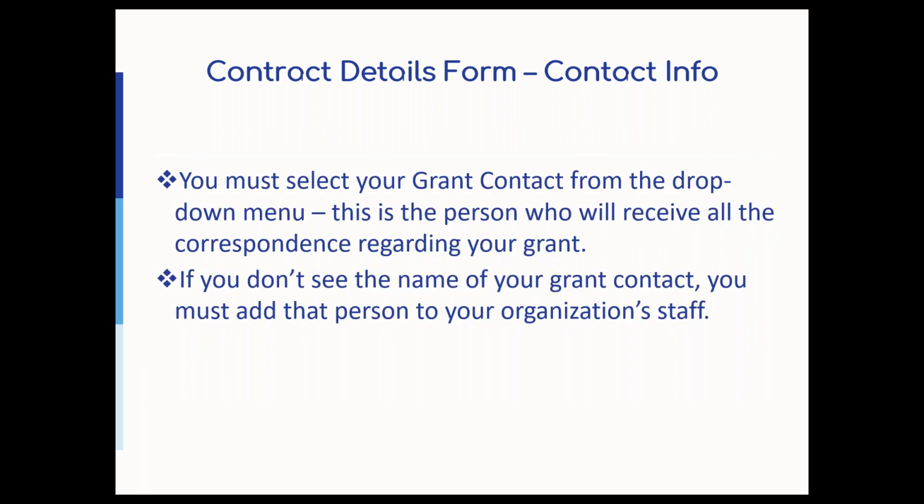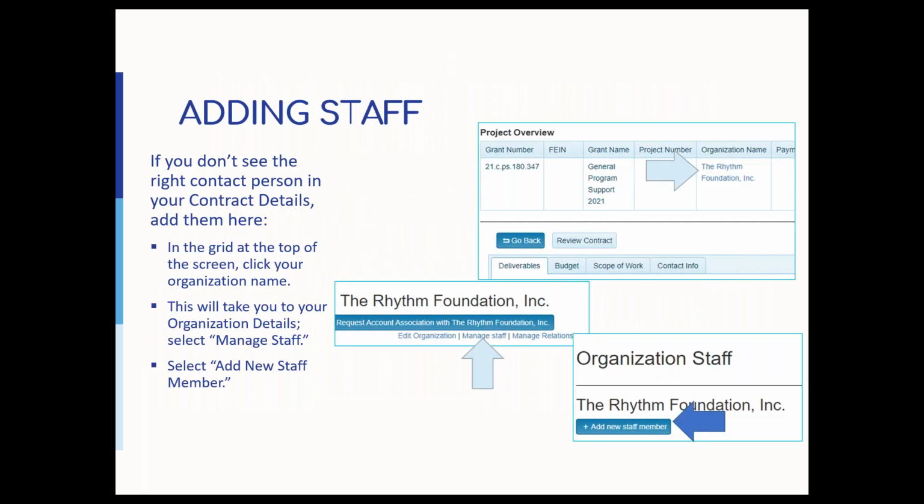So to add a person, you will go to, this is kind of screenshots of different parts of the screen, but you're going to click on your organization name, and then it'll take you to your organization profile. You'll click on Manage Staff, and then you can add a new staff member, or the person that's going to be managing the grant can create their own login information and request association with your organization profile. And if you need help walking through that, I'm certainly happy to do that.